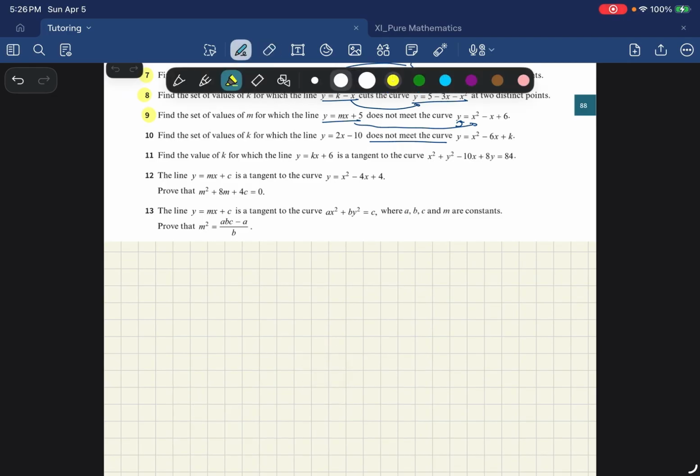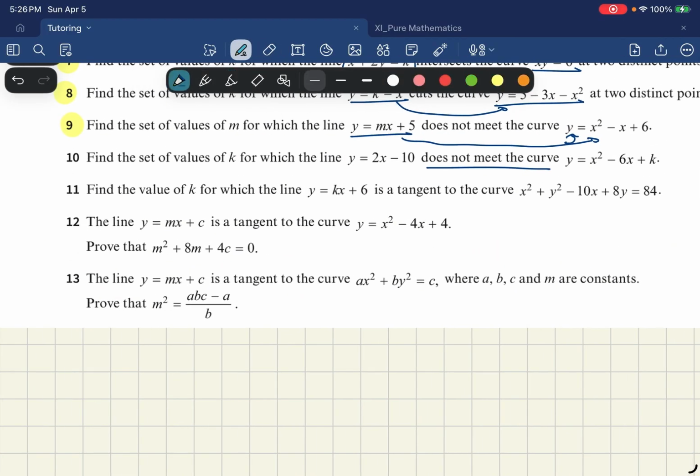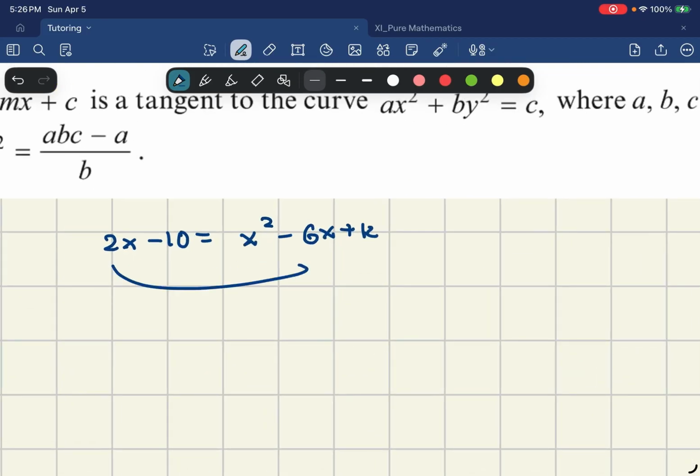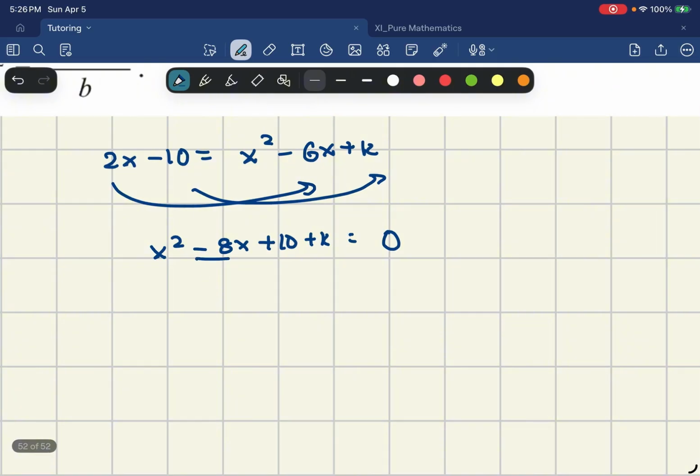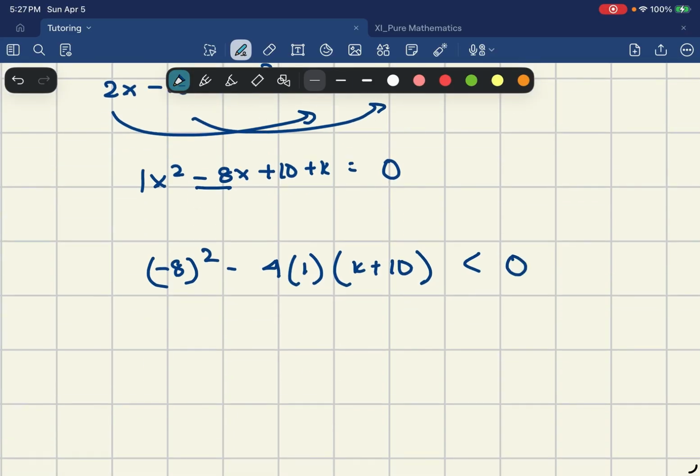Question 10. So we want the set of values of k for which this line does not meet this curve. So 2x minus 10, we just want to set it equal first. And then we want to sort of work with the discriminant. So if I send everything to one side, I get x squared minus 8x plus 10 plus k, right? That is equal to 0. And again, discriminant, minus 8 squared, b squared minus 4, a is just 1, c is k plus 10. The discriminant, if you do not want your curves to meet, has to be negative, less than 0.